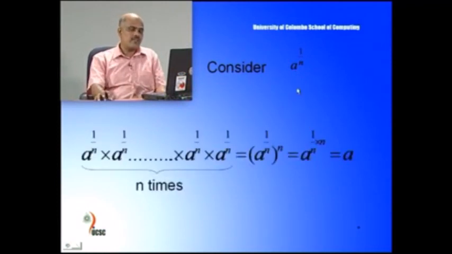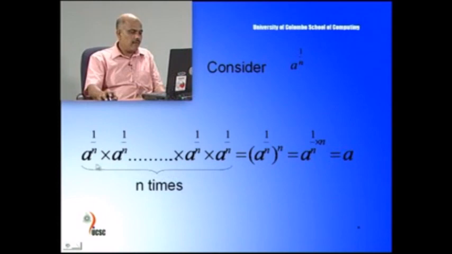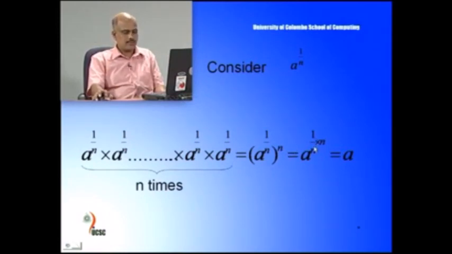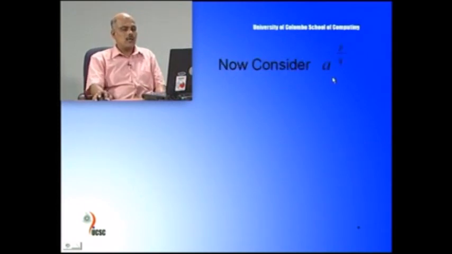By definition of the nth root of a, we can write this expression, that is, if you multiply the nth root of a n times, it should give a. So, by using the definition of indices, this can be written as this, a to the power 1 upon n, to the power n, which can be simplified into this. So, now consider the general expression, general fraction like this, p over q.